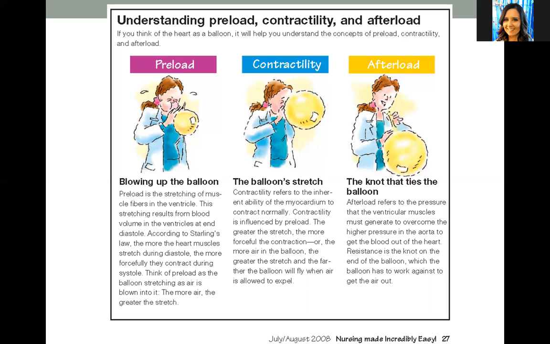And remember how they decrease heart rate is through sympathetic tone. They block sympathetic tone. So remember our sympathetic nervous system speeds things up? Well, it's going to block that to decrease our heart rate.